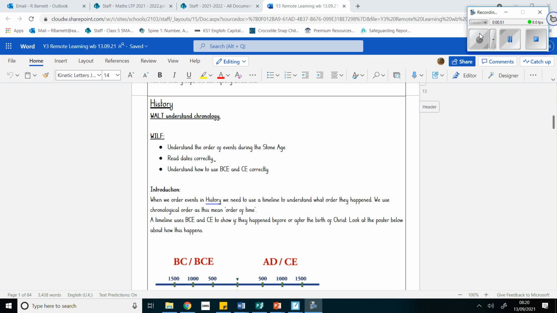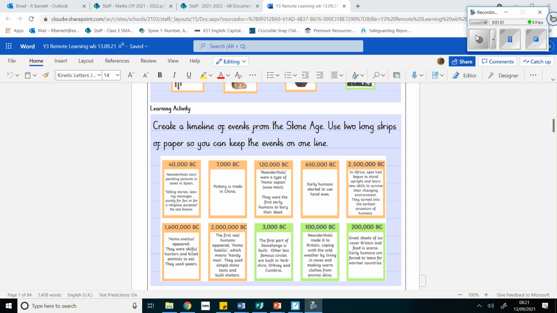For history, we're learning to understand chronology, so it's about putting events in order, thinking about our theme, the Stone Age. So you're going to be using these events here and you're going to be creating your own Stone Age timeline.